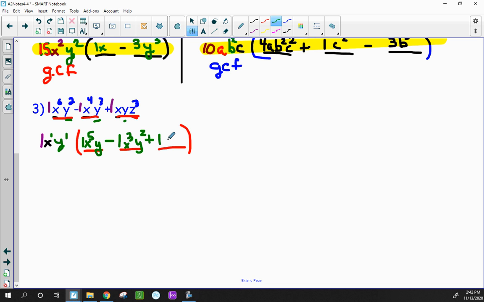X times, I don't need another x, so I can leave that out. I have y the first and I need y the first, so I don't need another. And then this one had that z that has to be included in the parentheses, so make sure it's z to the third. Okay, so that would be your best factorization for that problem.